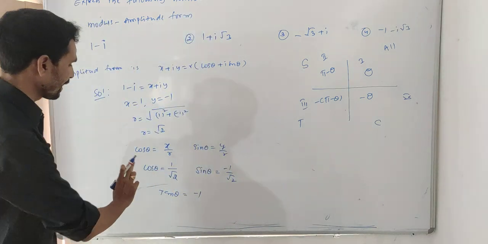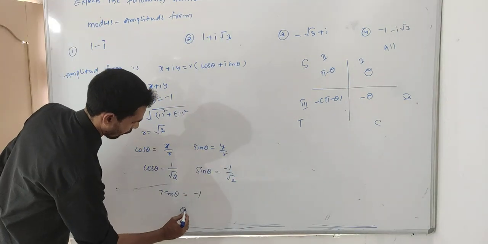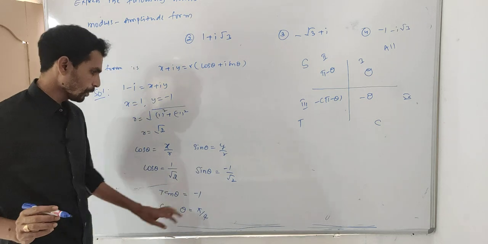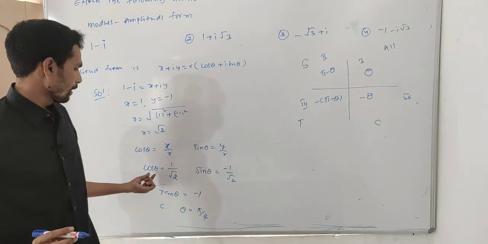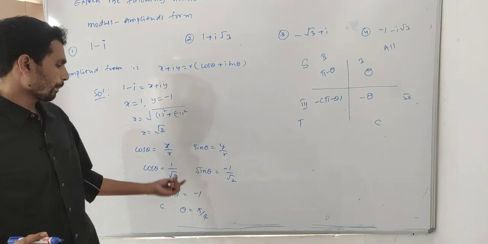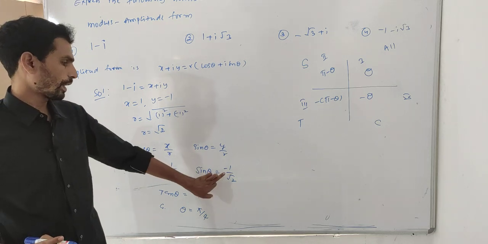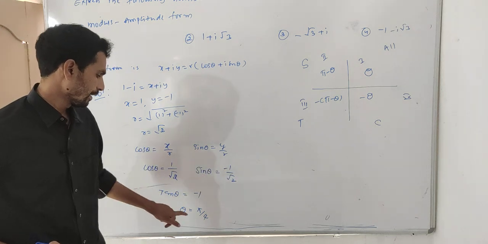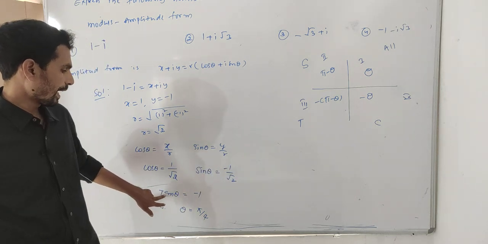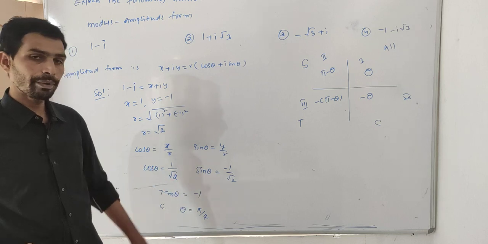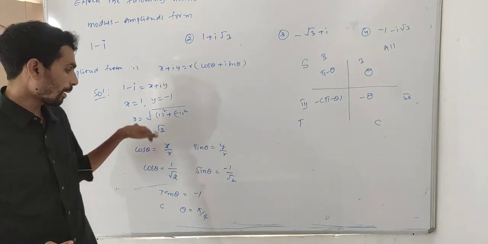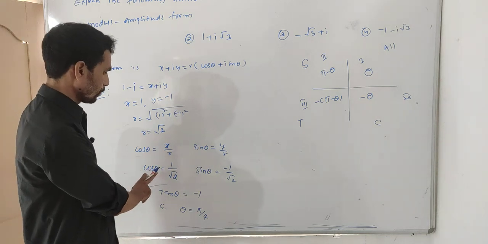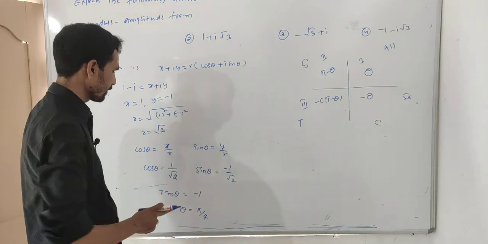So what is general theta? Theta value is indirectly 45 degrees, pi by 4. That is only the general theta. Forgetting the minus, cos theta equal to 1 by root 2 means theta equal 45. Sin theta equal to 1 by root 2 means 45. Tan theta equal to 1 means pi by 4. But we want a common value for all three. So here cos is positive, sin is negative, tan is negative.